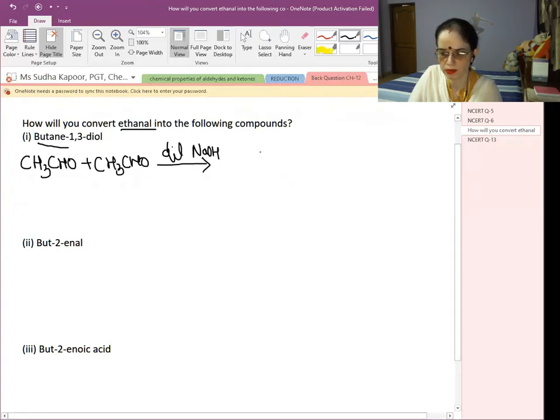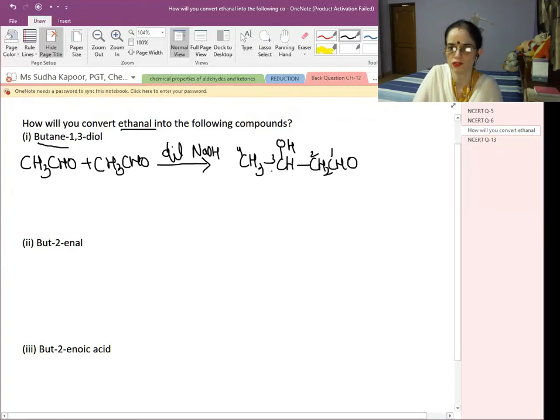So you must be remembering that this is the aldol reaction. The product obtained is CH3, CHOH, CH2, and then CHO. The aldol product is obtained. But it is 1, 2, 3, and 4. It is 3-hydroxybutanal. We are not supposed to give 3-hydroxy. We have to obtain OH on the first position also.